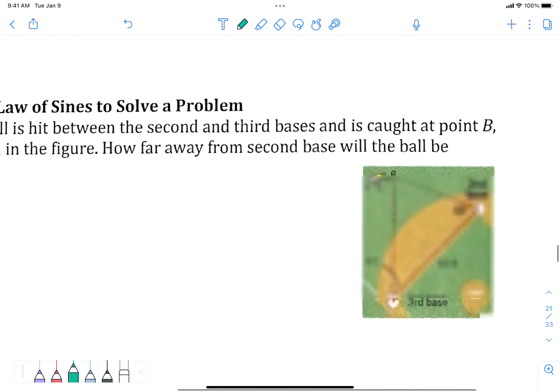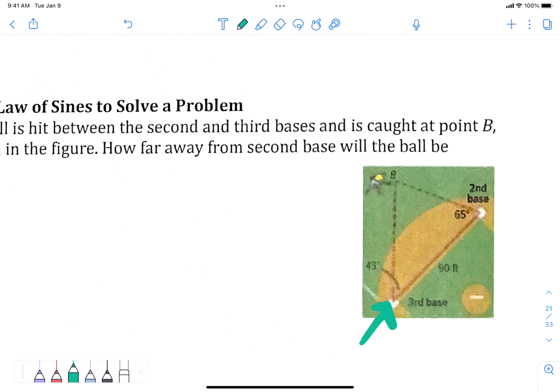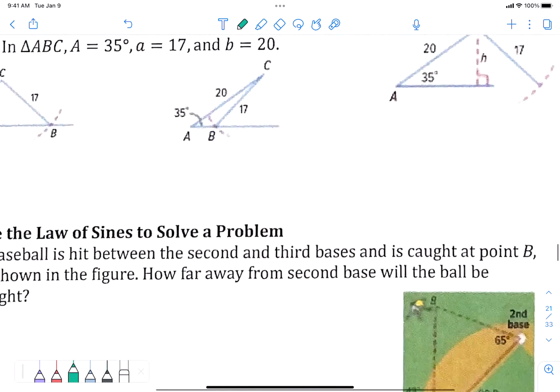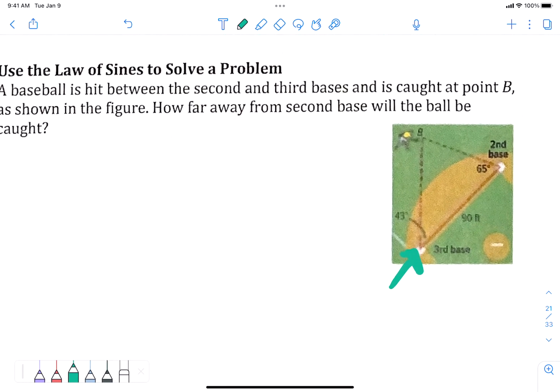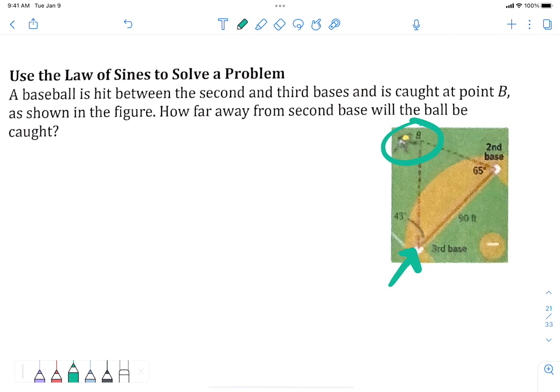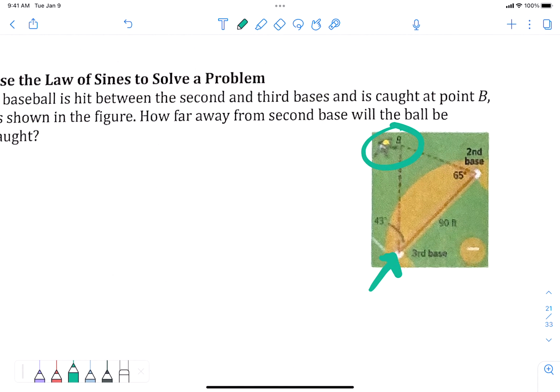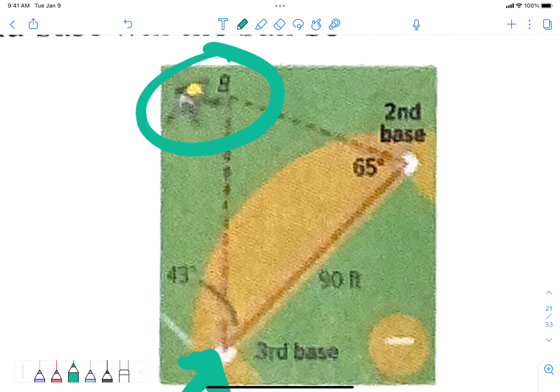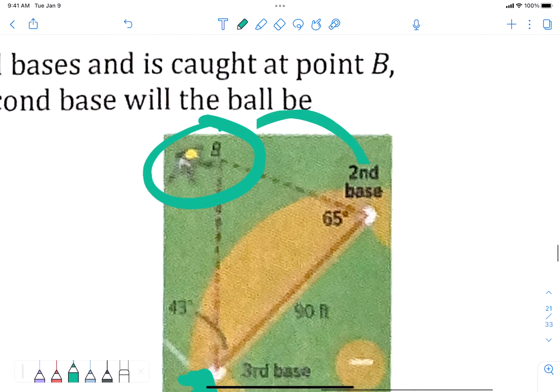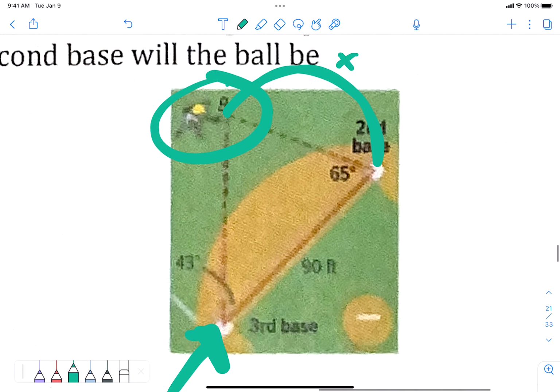Okay, a baseball is hit from right here, and the baseball goes to, I need to quit touching the screen. It is caught over here where the person B is standing, okay? How far away from second base will the ball be caught? So they're asking me to find this distance right here, right? That's my x, that's what I'm solving for, okay? Makes sense? How far from where it's caught to second base is that ball?